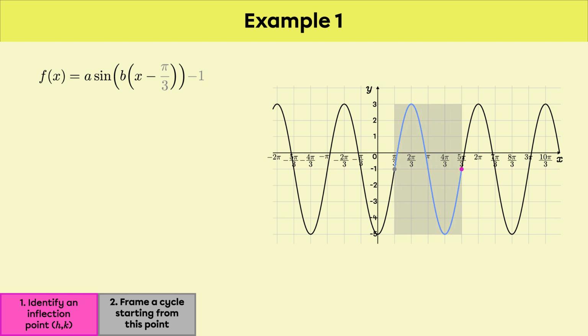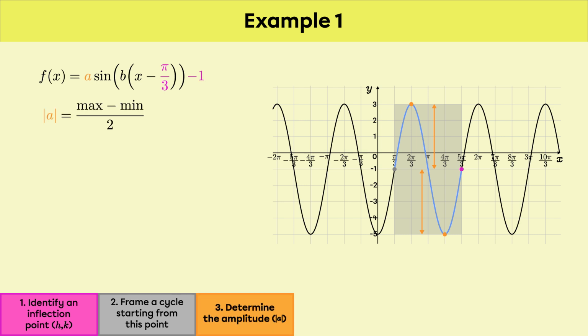Draw the rectangle. Now we are ready to calculate the amplitude using the following equation: maximum minus minimum divided by 2. In other words, 3 minus -5 divided by 2, which gives 4. At this step, the answer is always positive, which is why it is the absolute value of A. Its sign will be determined a little later on.